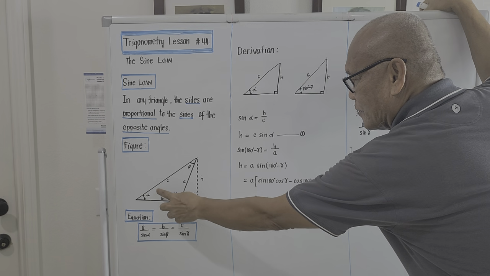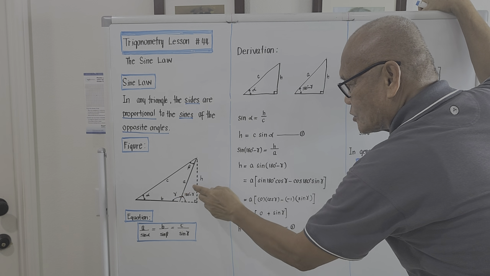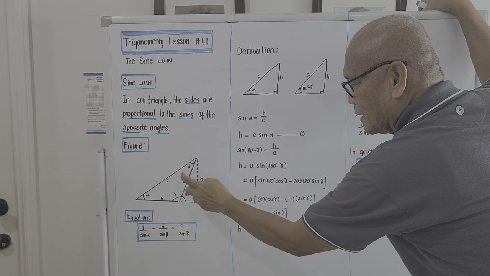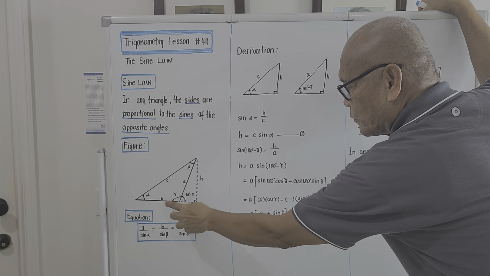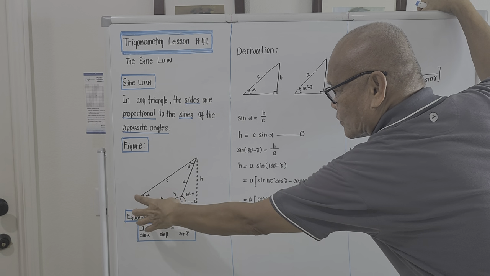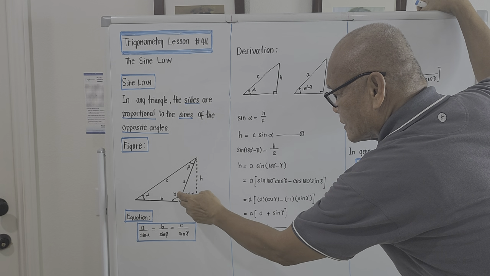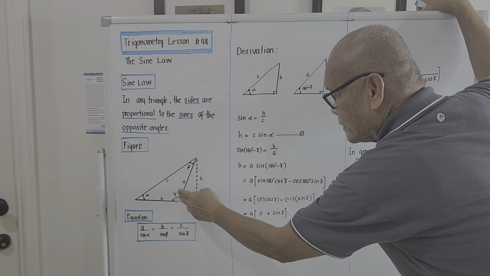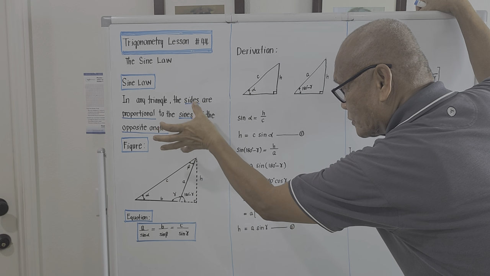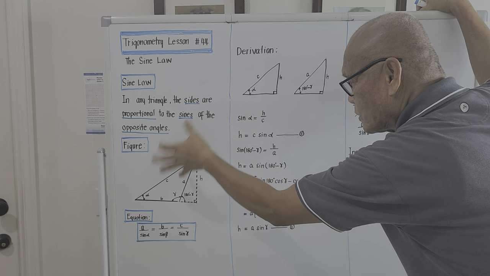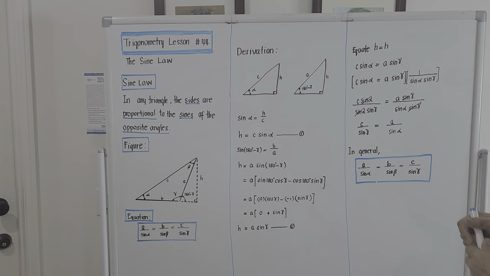If this is angle alpha, the side opposite this one will be side A, and if this is angle beta, the side opposite this one will be side small b. And if the greatest angle here is gamma, the side opposite this one is side C. So if we try to relate sine law in terms of an equation with this given configuration or designations, it will be something like this.